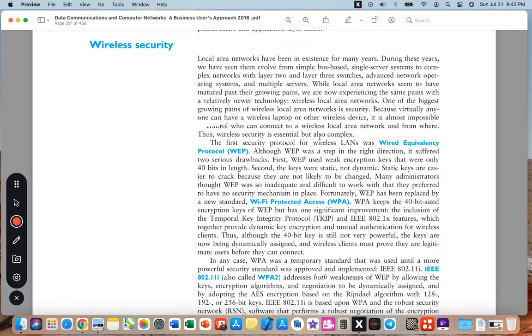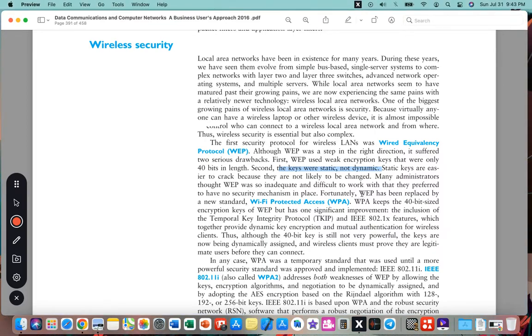Wireless security. The first security protocol for wireless LAN was WEP. Although WEP was a step in the right direction, it suffered from two serious drawbacks. First, WEP used weak encryption keys that were only 40 bits in length. Second, the keys were static, not dynamic.